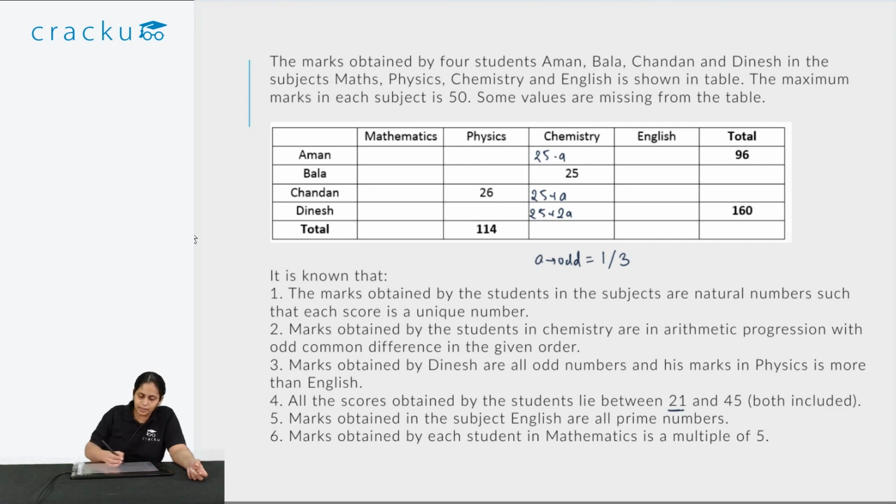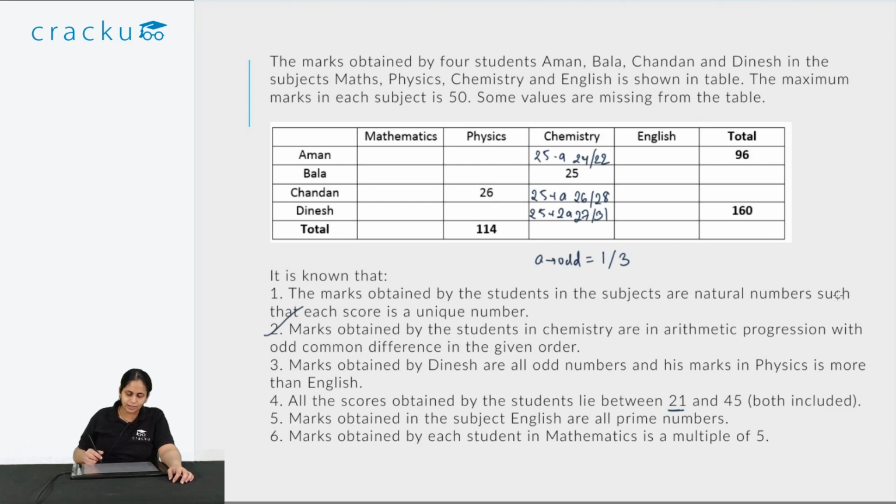Okay, so these values can be either 24 or 22. And this value correspondingly, if A is 3, so this is plus 3, would be either 26 or 28, and this value will be either 27 or 31. Okay, so these are the values that are possible for chemistry marks based on the fact that it is in arithmetic progression. So I have used up this clue, I will mark it off.